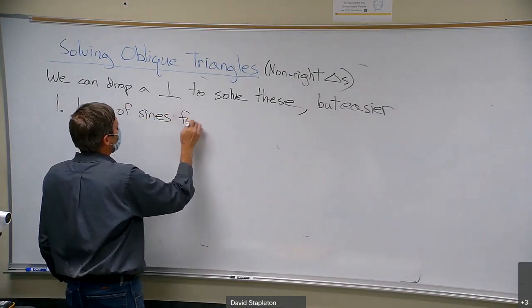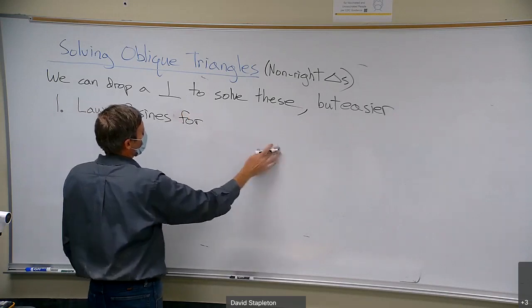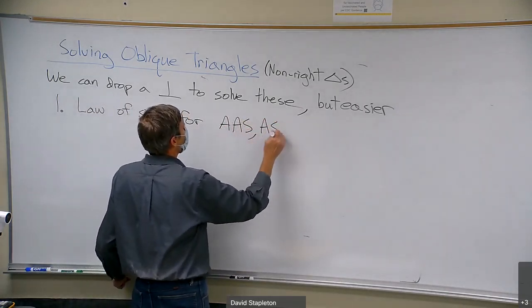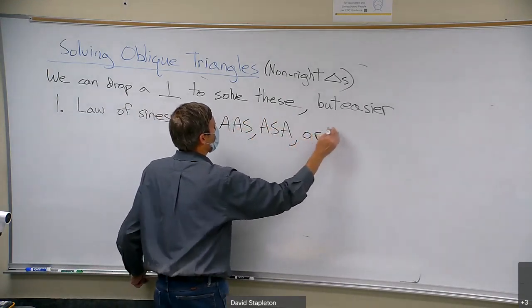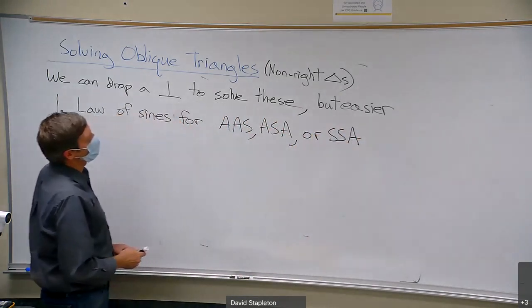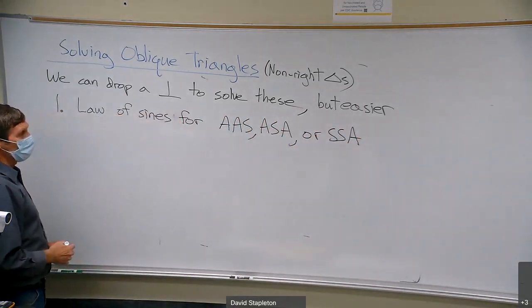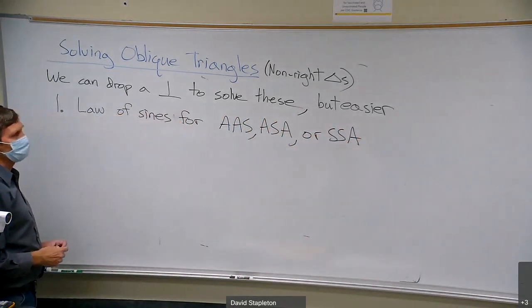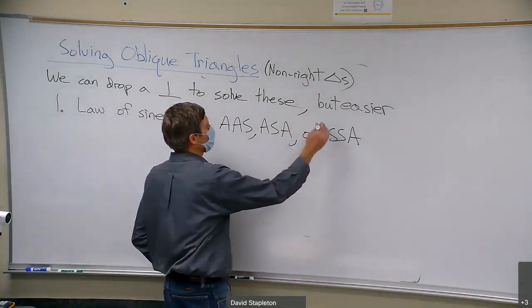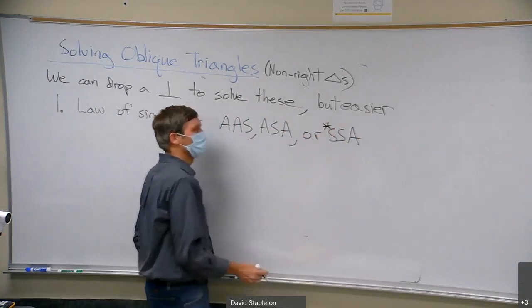And where it comes in handy, making it easier than dropping perpendiculars, is if you're given angle, angle, side, or angle, side, angle, or side, side, angle information. If you're given three measures of those forms, you can always solve the triangle using the law of sines. It works every time. We went through the different cases last time. However, what happened in this last nasty case here, side-side-angle?